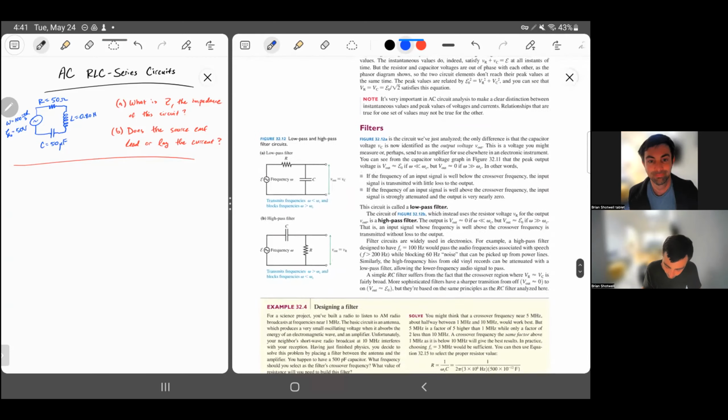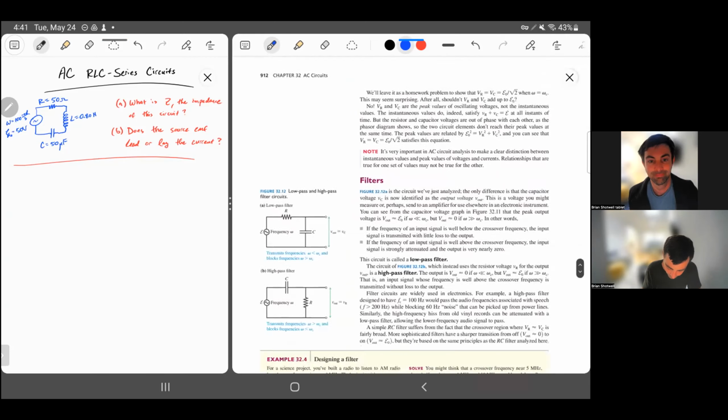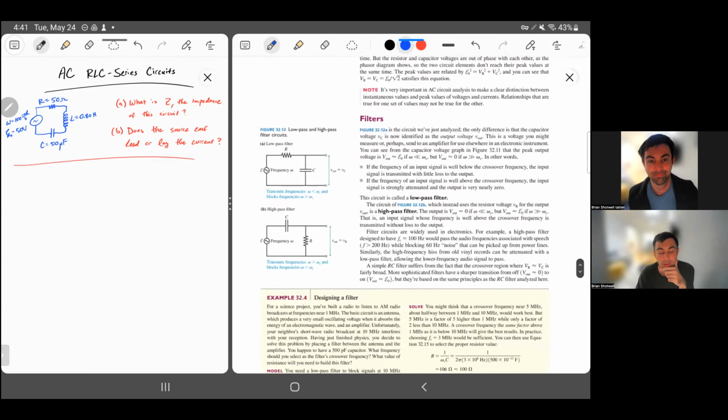But we can use this fact to create filters. So if you have a source that's operating at a frequency either much below that crossover frequency or much above the crossover frequency, you can use the fact that most of the voltage is across one of the circuit elements to block out the other one that you don't want. So for example, in this circuit right here, let's look at part A, the figure in A in particular. If you look at A, there are two possibilities for what the source could have. The source could have a frequency that's much less than the crossover frequency, or much bigger.